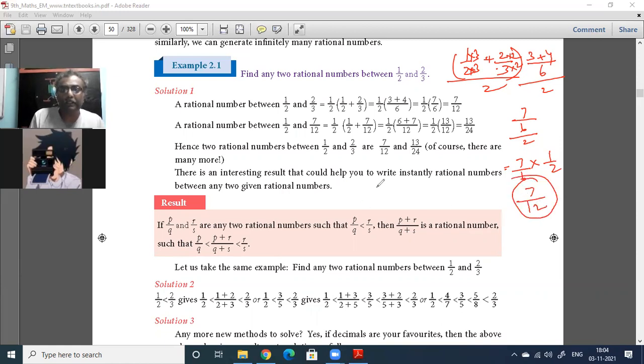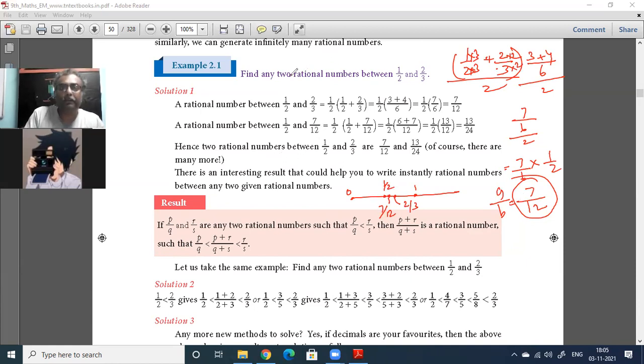So where is 7 by 12? 7 by 12 on your number line, 0, 1. Let us take this is 0, this is 1. This is half. This is 2/3. 7 by 12 is exactly in the middle. So this is also of the form A by B. So another rational number you have got, a rational between half and 2/3.